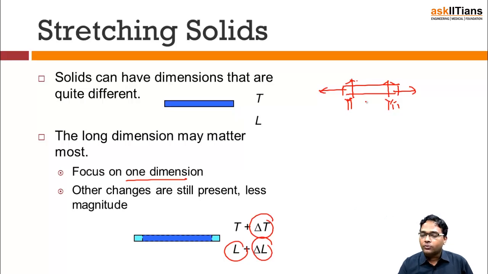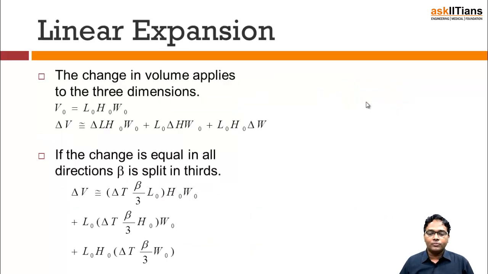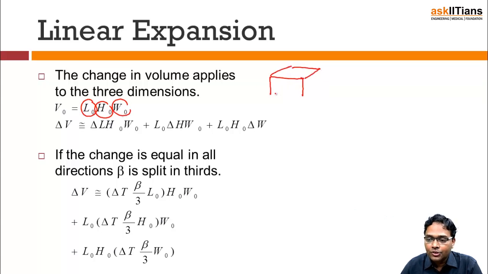So that is what is known as stretching the solids. Let's try to understand it more. We know that a volume can be represented as the length, height and width. So if I say this is a kind of cuboid that I have, having all the sides different, let's say this is my length, this is my width and this is my height.